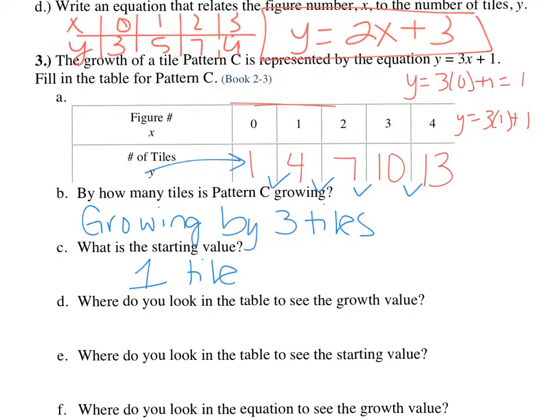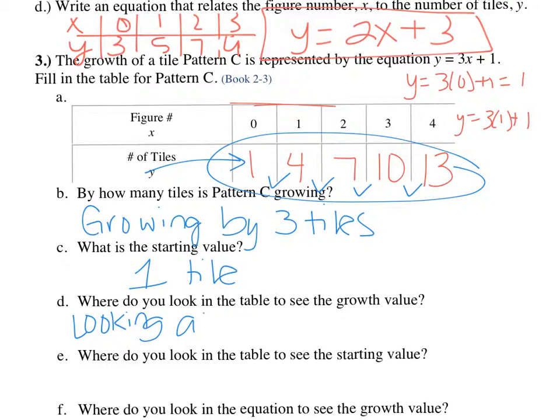Where do you look in the table to see the growth value? So what we did, as you can see here, is we looked at the number of tiles, which is the y value, to see how it's growing. Now this is kind of a basic example. When we get into some more complicated ones, we will also be looking at our x value. But this is counting by ones each time, so it keeps it simple. So we are looking at the number of tiles for each figure.